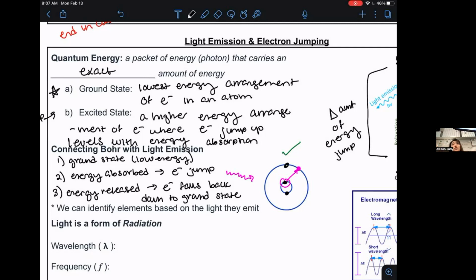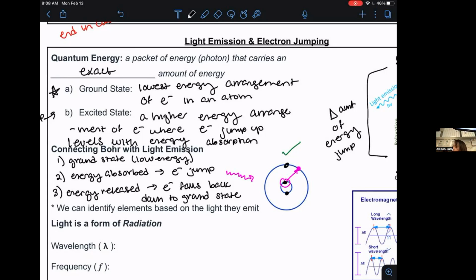And it's not a spectrum of color. It's not like every single color is in one. We see a distinct color. And that tells us that there was a distinct amount of energy jumped up and then jumped back down. And that is where we see the confirmation of energy levels.